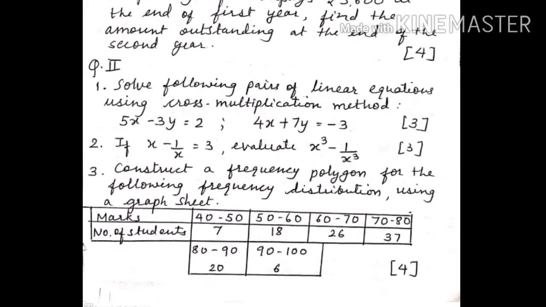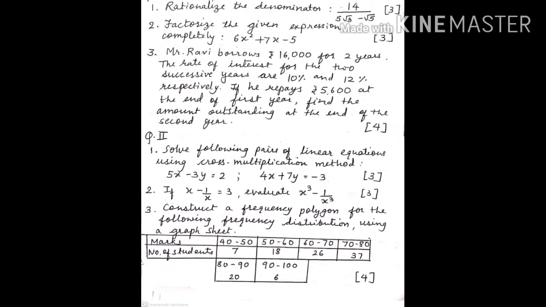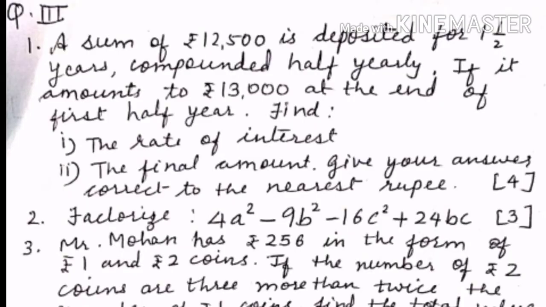Now let us move on to question number 3. Question number 3, you can see a sum of rupees 12,500 is deposited for 1.5 years compounded half yearly. If it amounts to rupees 13,000 at the end of first half year, find the rate of interest.